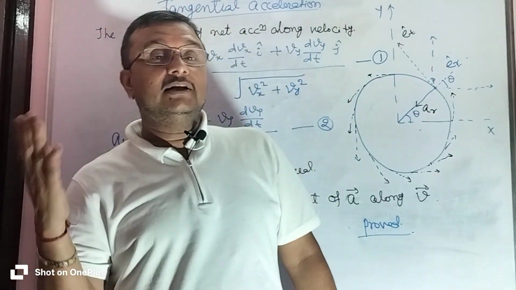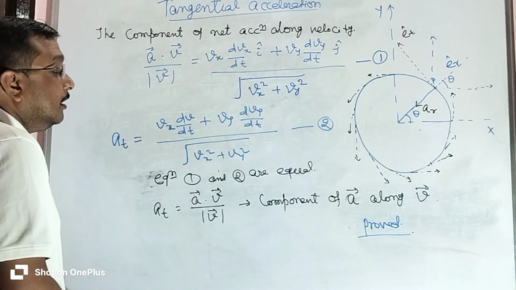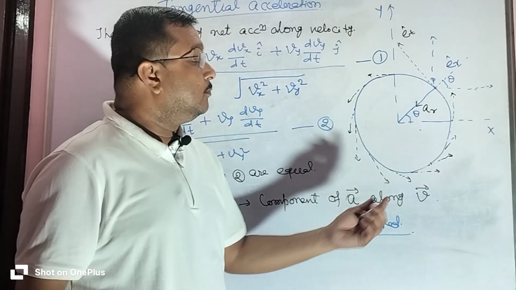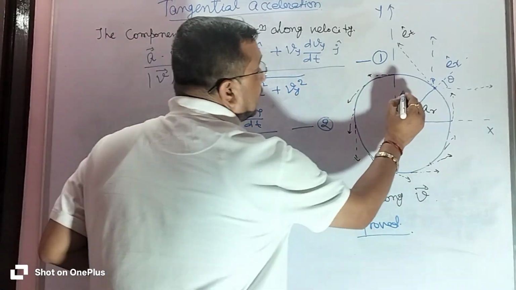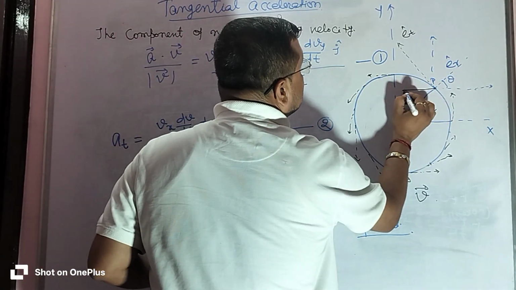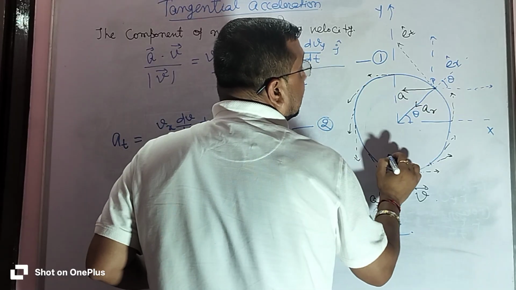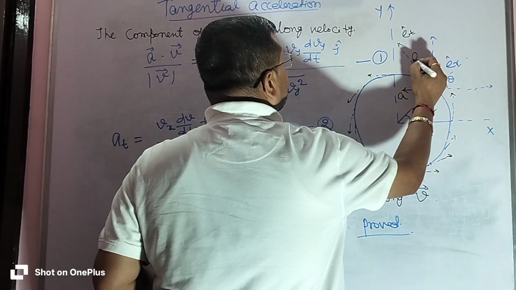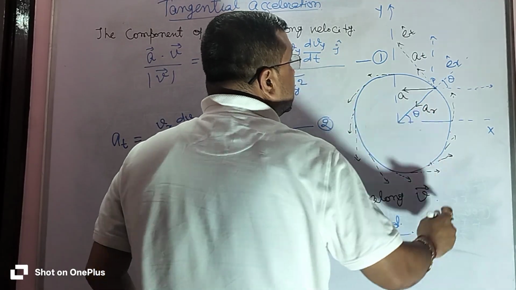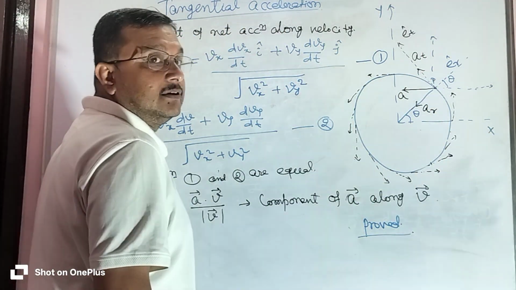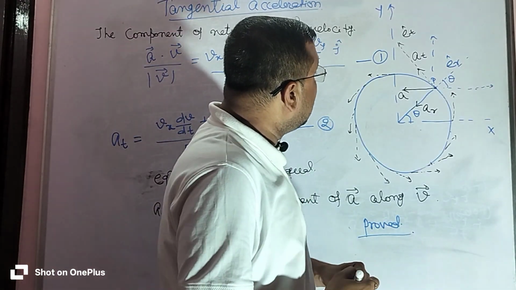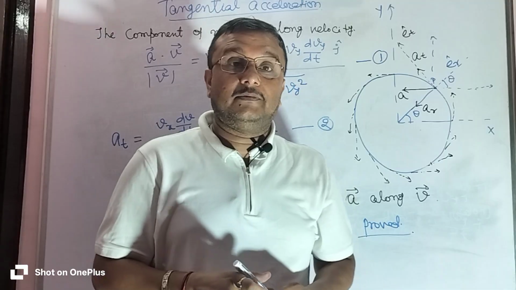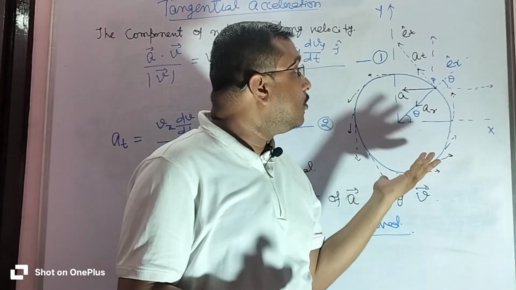And tangential acceleration is what? The component of A, meaning the component of net acceleration along V. So what we can see from here? This is our A. So this will be AR, and in this direction it will be AT. One is along the radius and another is along the tangent. So acceleration has two parts always. The net acceleration has two components.